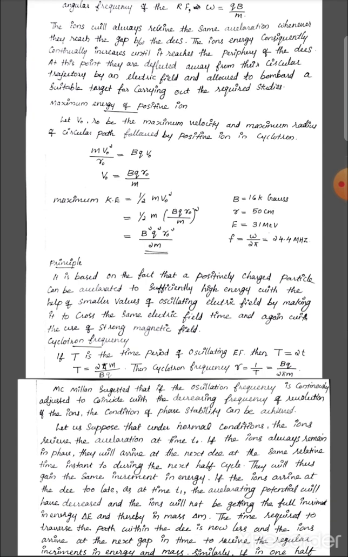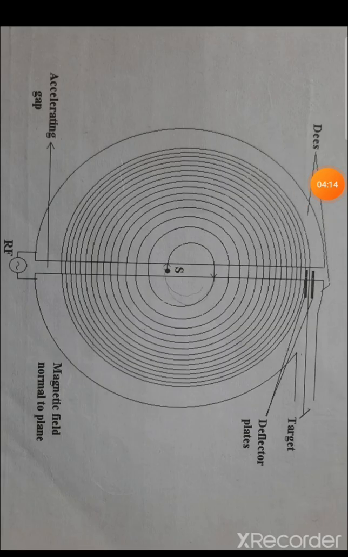The ions will always receive the same acceleration whenever they reach the gap between the disks. The ion's energy consequently continually increases until it reaches the periphery of the disk. At this point, they are deflected away from their circular trajectory by an electric field and allowed to bombard a suitable target for carrying out the required studies. This is the schematic representation of cyclotron.